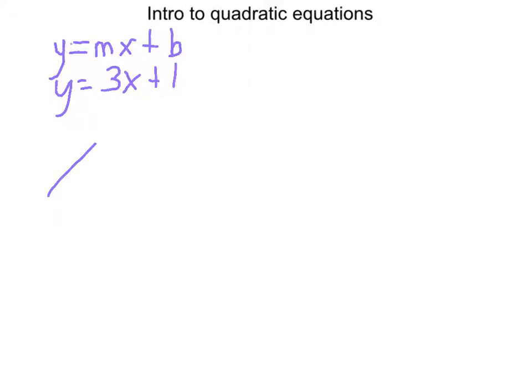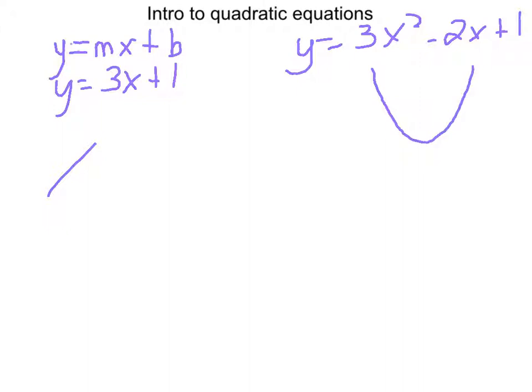What we're going to do with quadratics, they have x squareds in them. So your equation would look something like this: y equals 3x squared plus or minus 2x plus 1. And that would make a parabola. And a parabola looks like this. Parabola. That's the graph that it makes. So a quadratic equation makes a parabola.